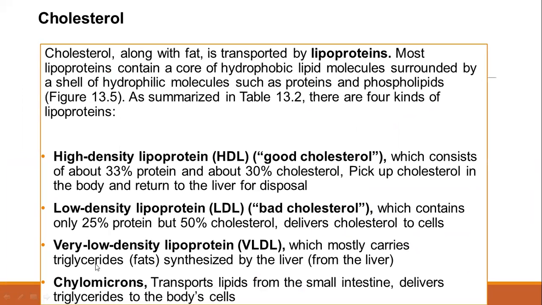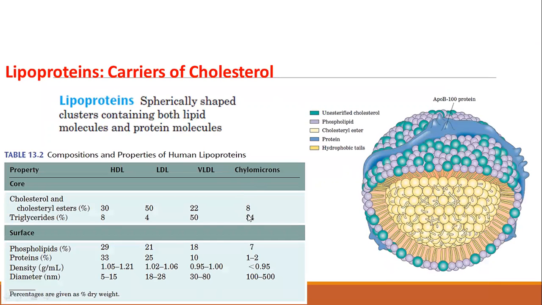The VLDL carries mostly triglycerides, or fats, synthesized by the liver. And then the last one is the chylomicrons. It transports lipids from the small intestines and delivers triglycerides to the body cells. In chylomicrons, 84% is actually composed of triglycerides.